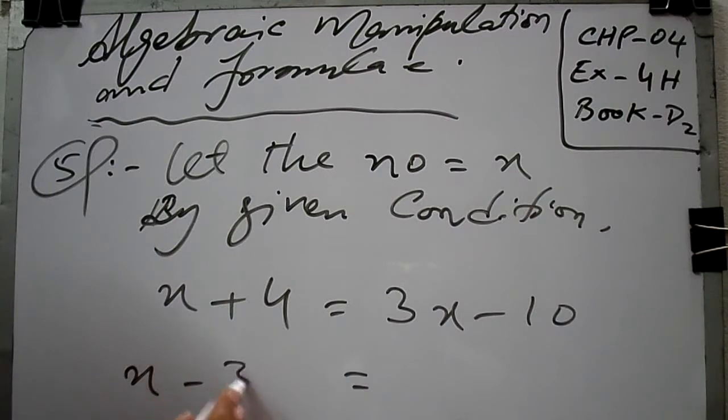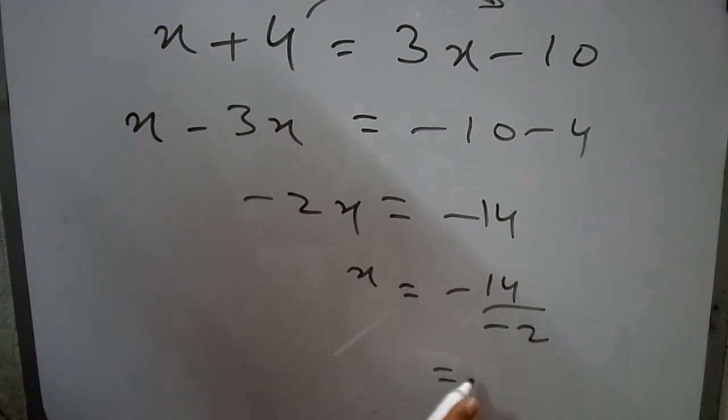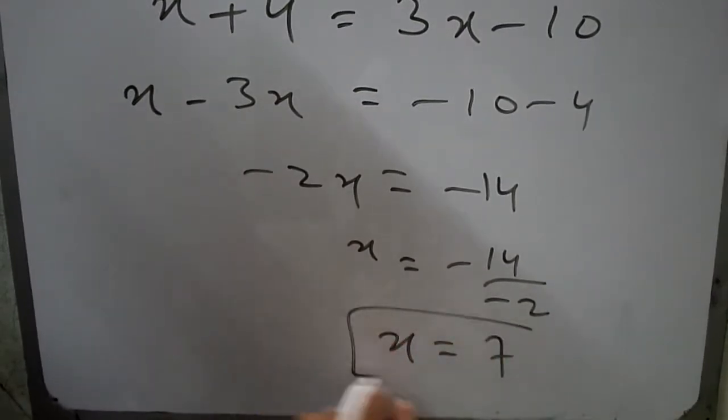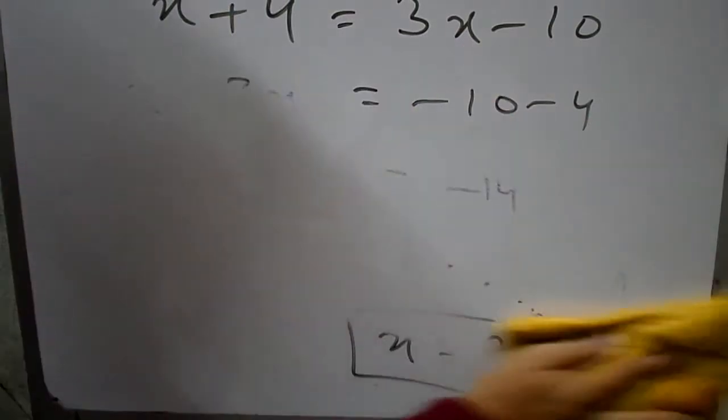Similar terms will be shifted to one side, so the constant term will be shifted to one side, so you will get minus 2x. So the value of x is minus 14 by 2, you will get 7, since 7 twos are 14, and the minus will be cancelled, so that is your result. Now coming to question number 6.